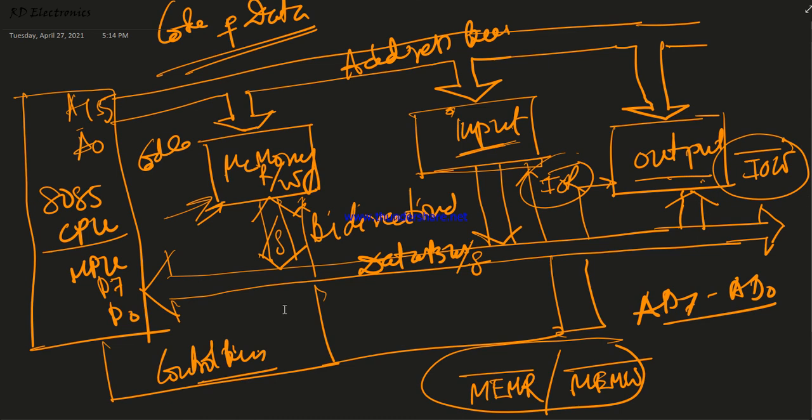So that is the schematic representation of the 8085 bus architecture. There are basically three very important buses: one is the address bus, another is the data bus, and the third one is the control bus. This is also the equivalent diagram of the development board which is available in the market.